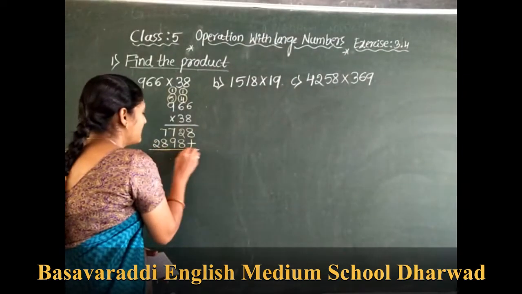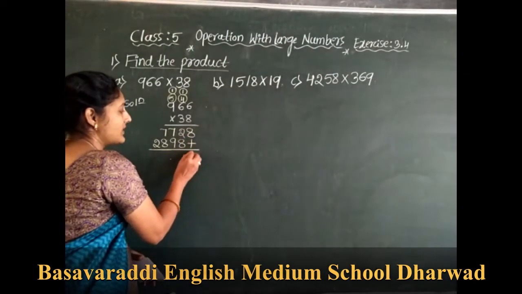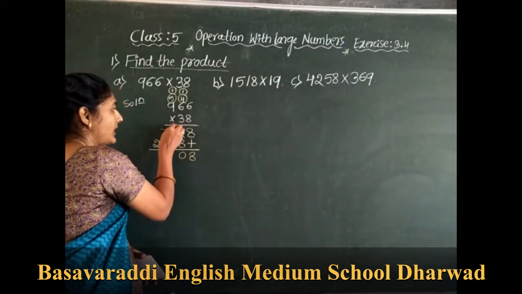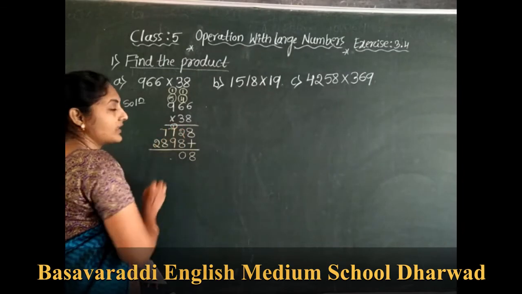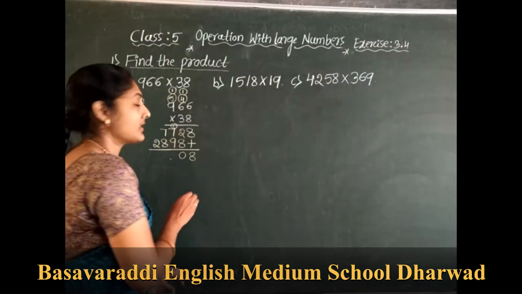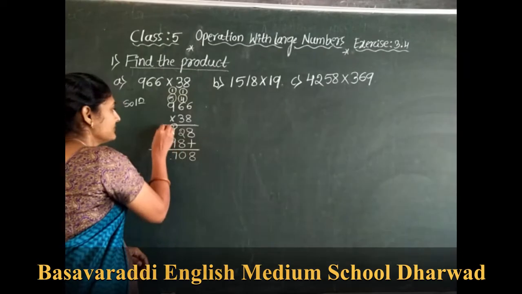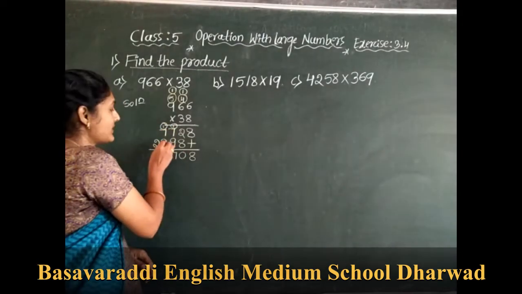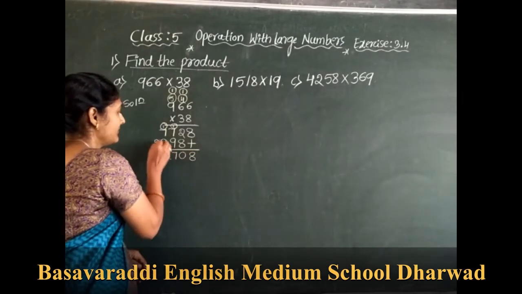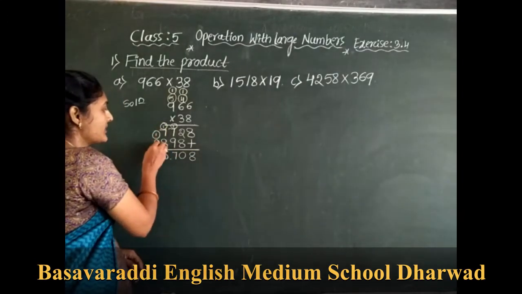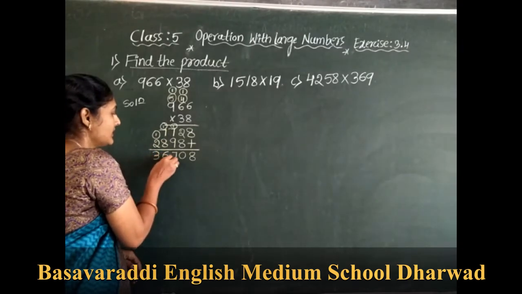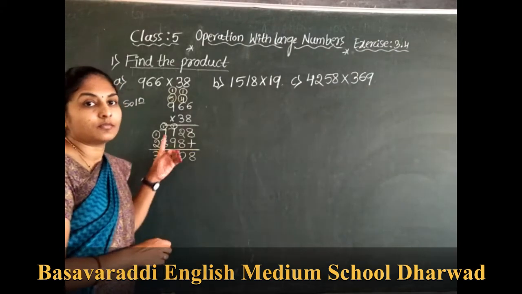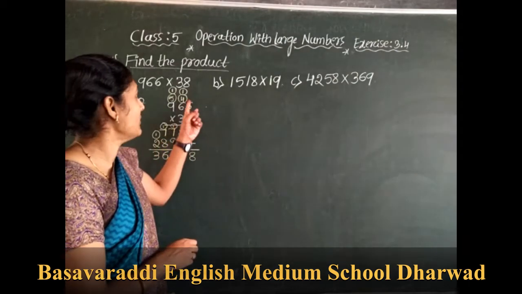Then add the numbers there. The 8 plus 0 is 8. The 2 plus 8 is 10. So 0 is here and 1 is carried over. So 1 plus 7 is 8. 8 plus 9 is 17. 1 plus 7 is 8, plus 8 is 16. 1 plus 2 is 3. What is the answer then? 36,708.